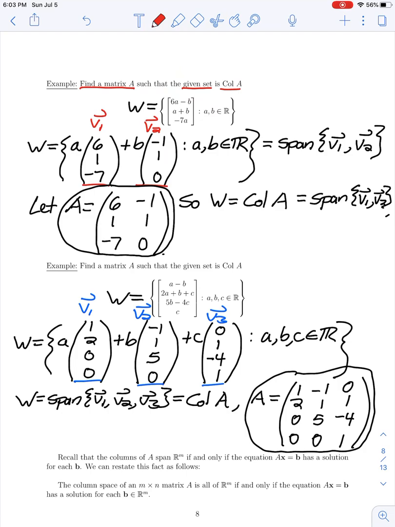So let us recall that the columns of A will span all of Rm if and only if the equation Ax equals b has a solution for each b. That fact we could restate in terms of the column space of that matrix in the following way. We would say that the column space of an m by n matrix A consists of all of Rm if and only if the equation Ax equals b has a solution for each b in Rm.